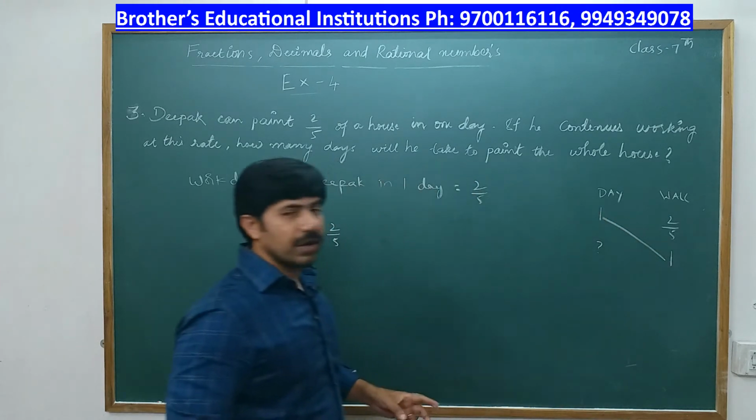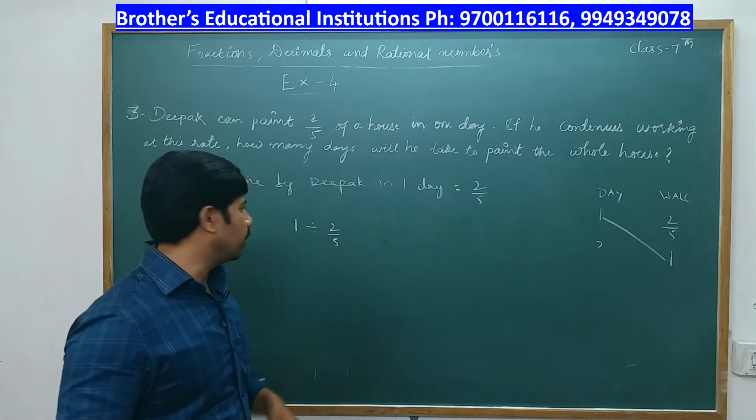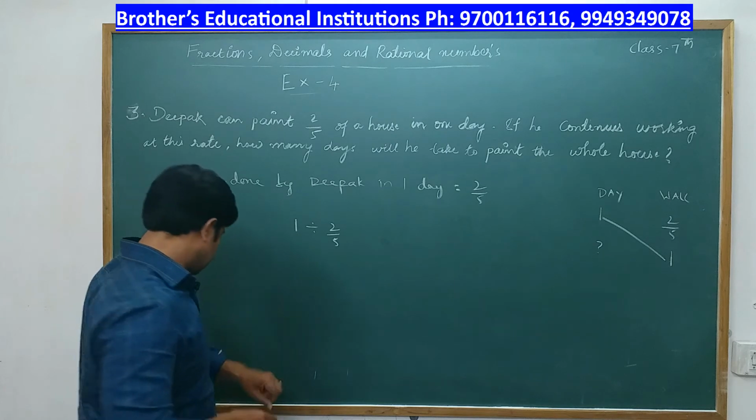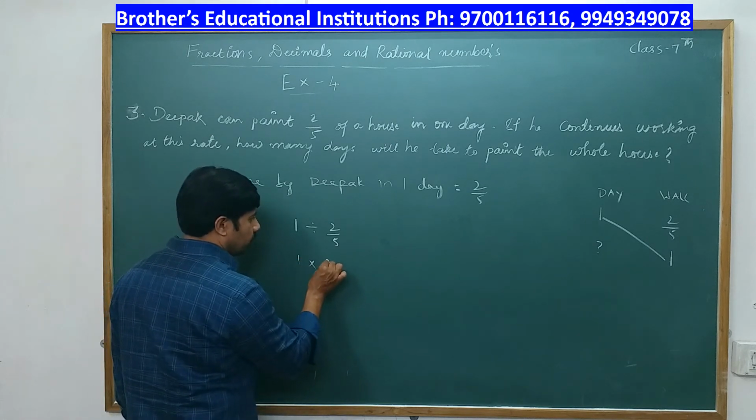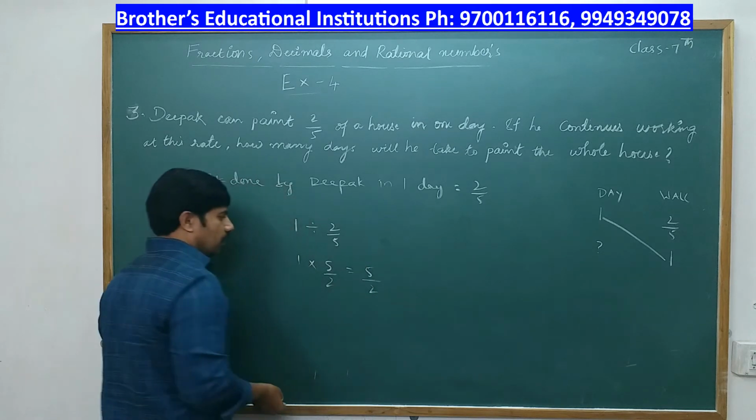See, whenever it asks for each, we need to divide. So each or 1 means you have to divide. So that is the reason I am dividing. So now 1 into, we get 5 by 2. So the answer is 1 fives are 5 by 2.